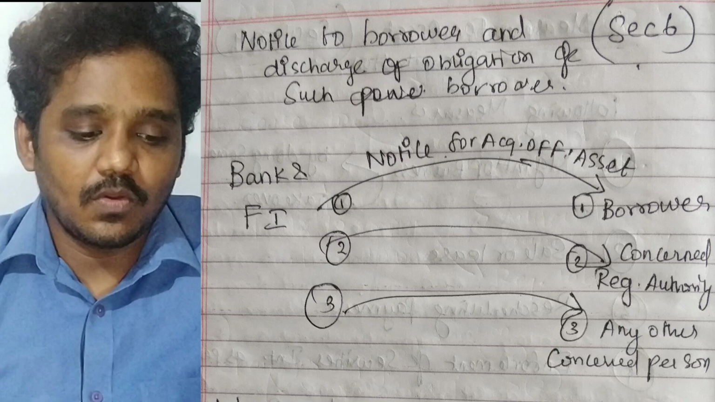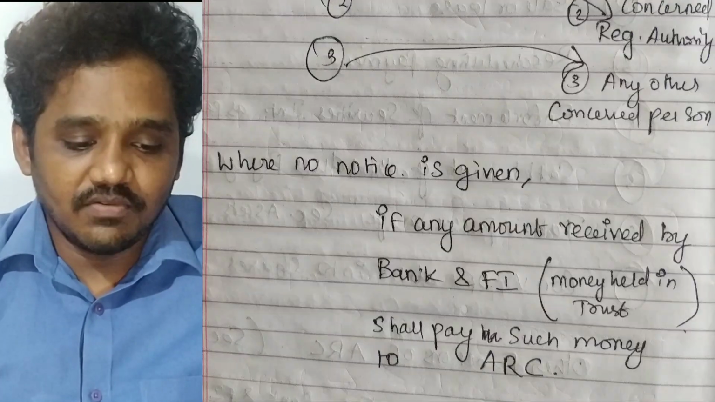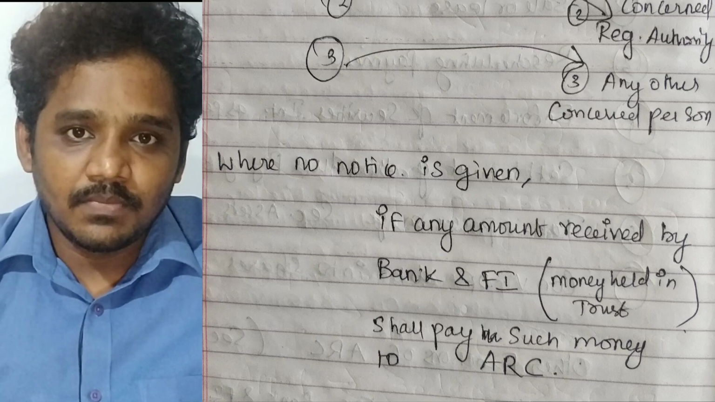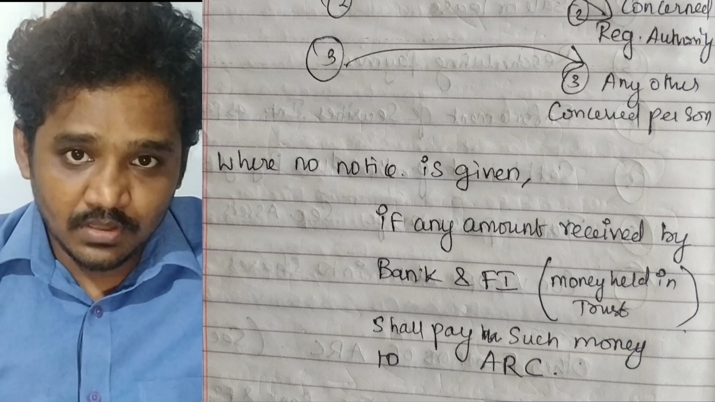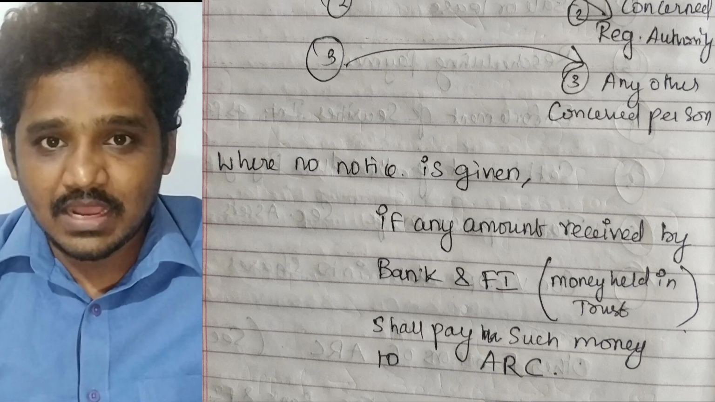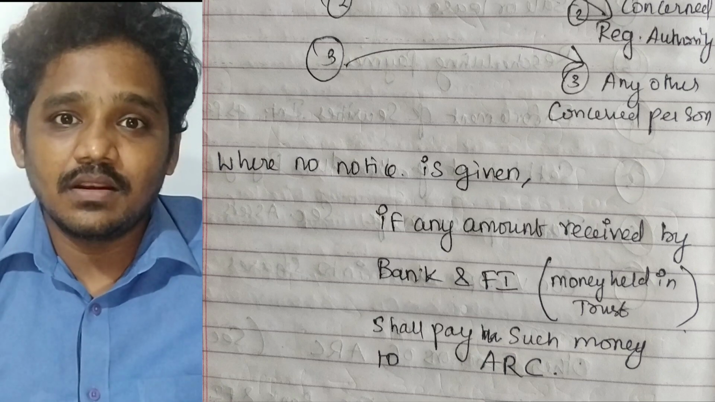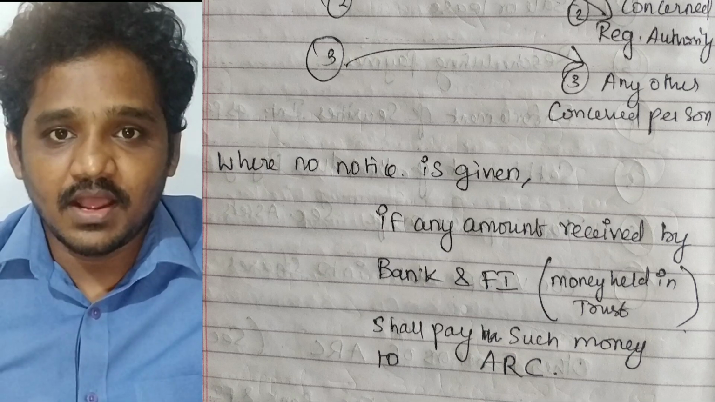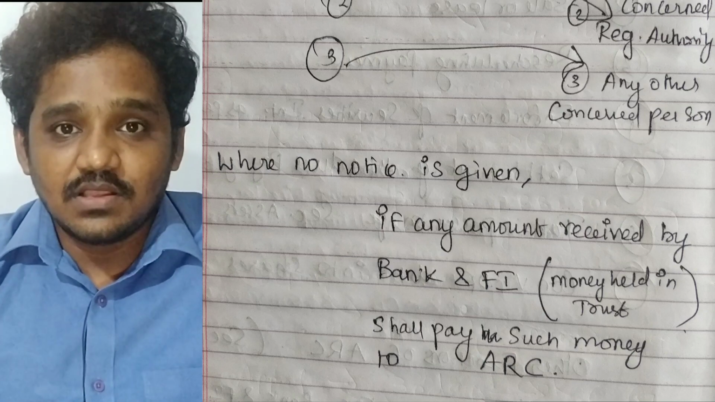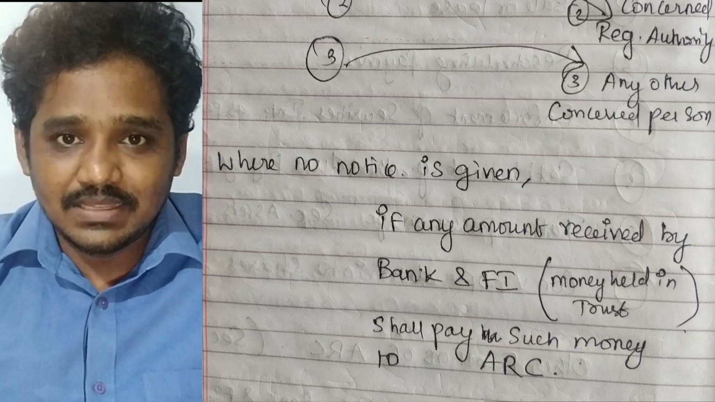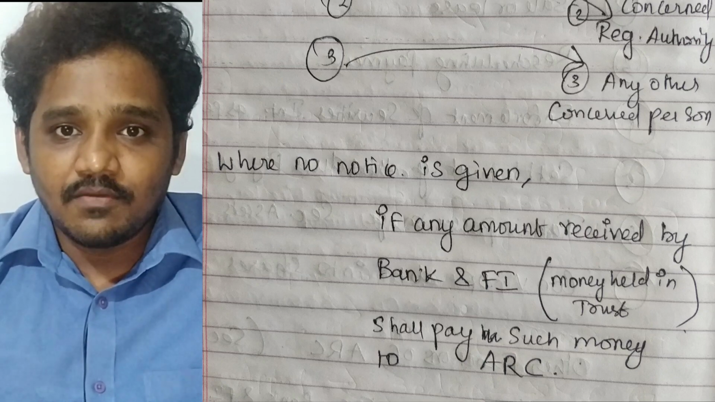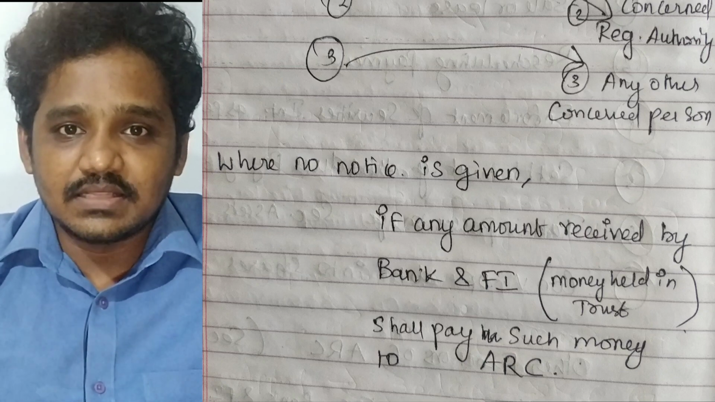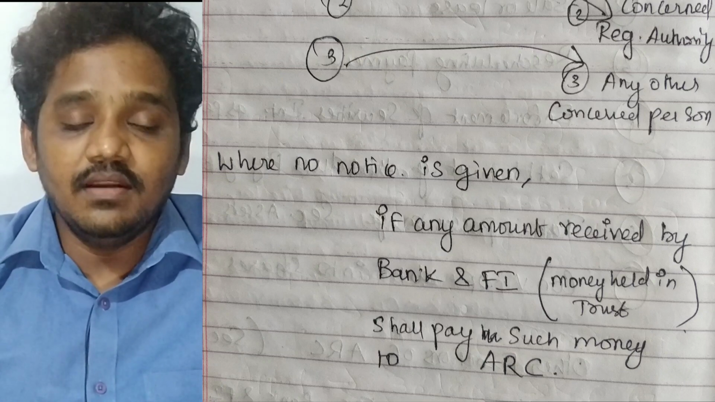Okay, when no notice is given, before giving any notice, if institutions realize some amount, whereas the asset reconstruction company has taken the credit and taken the non-performing assets into their books, in that case whatever amount the banks realized will be in the bank's account as a trust, as a trustee, money held in trust.